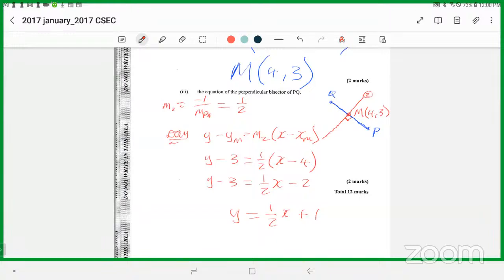Very good? If you did not get it, you need to go and redo the question. Go and redo the question. All right. All right, next question.